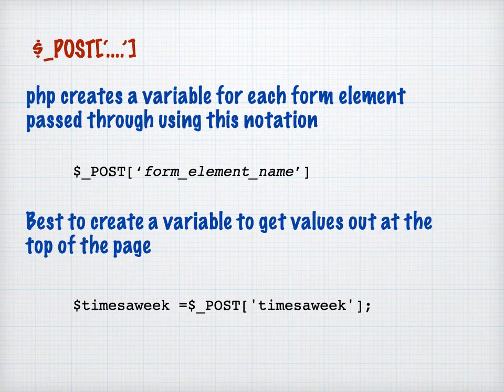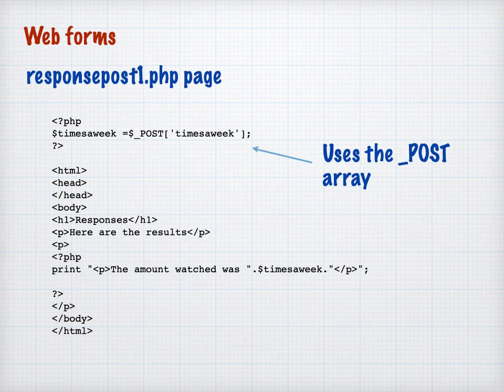Now we need to make a minor change to our response page, and once again PHP does all the work for us. There is a variable called post, and what that will do is grab those values that have been passed through from the form to the response page. And similarly, we're just going to create a variable at the top of the code that basically goes $_POST and then the name of the form element that we want to grab the value from. So at the top here, I've got times a week equals $_POST times a week. So that's going to grab that value and put it in a variable that we can then print out.